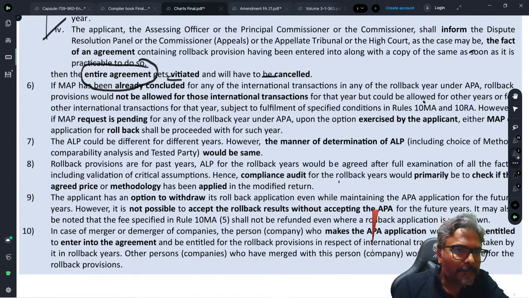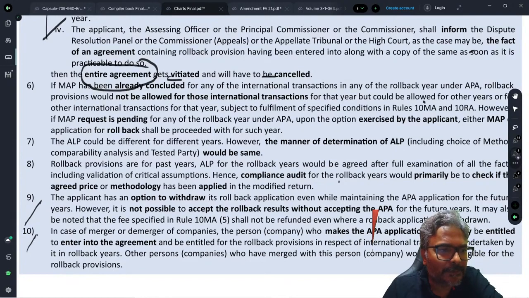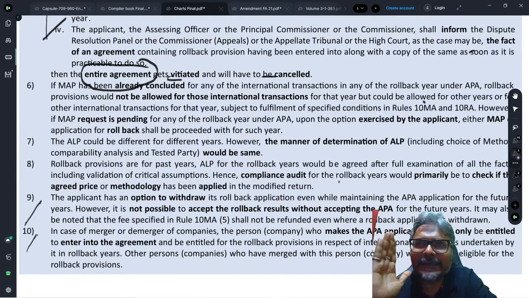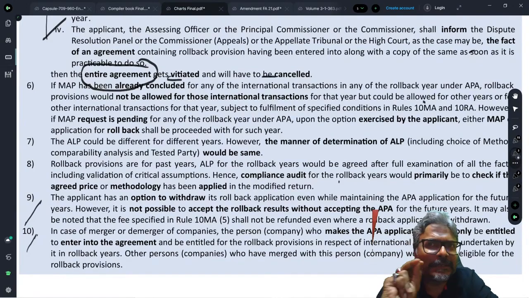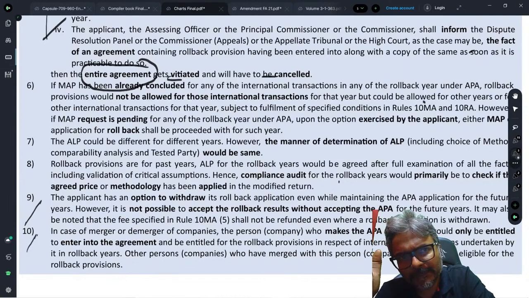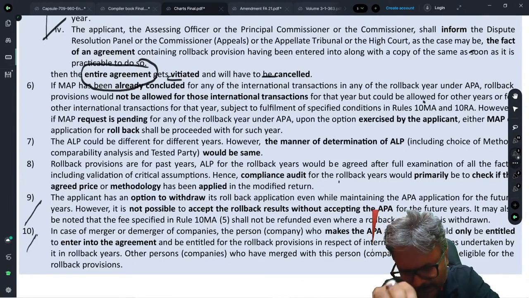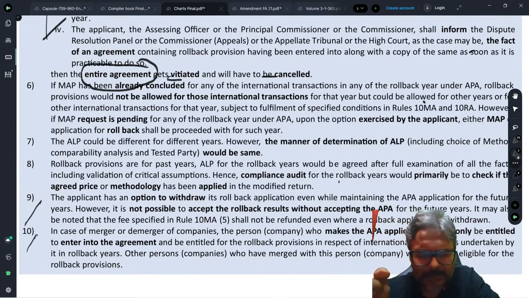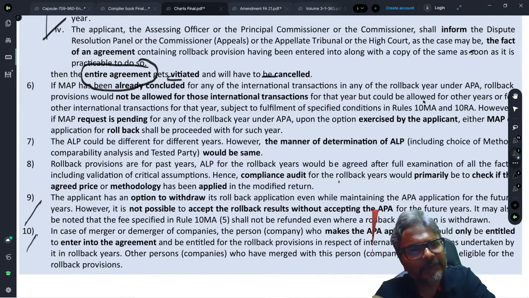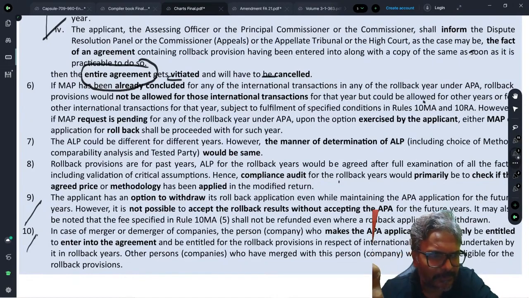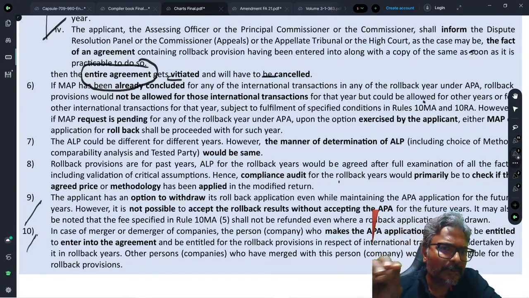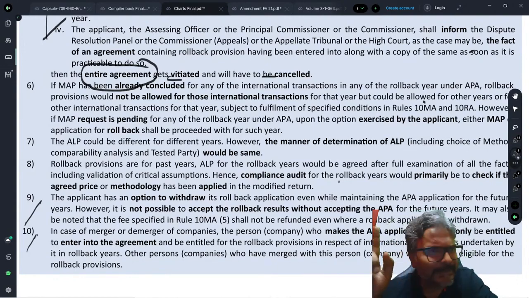Now the last two points, students, we are dealing with them again, very important. What are the last two points? Is there an option available to us to withdraw the rollback application while maintaining the APA? Is that option available? The answer is yes. This option is available, whereby you can withdraw the application of rollback while maintaining your APA.